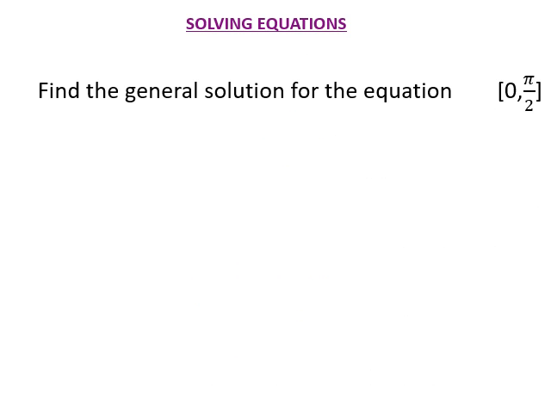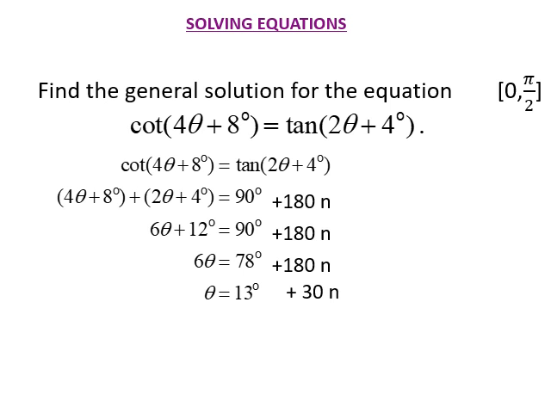Find the general solution of the equation cotan 4 theta plus 8 equals tan 2 theta plus 4, if theta belongs to the closed interval from 0 to 90. That means the sum of the two angles equals 90 plus 180n. So 4 theta plus 2 theta equals 6 theta plus 12 equals 90 plus 180n. That means finally 6 theta equals 78 plus 180n, divided by 6, it will be 13 plus 30n. Try to find it in radian form. It will be 13 over 180 pi plus pi over 6 n.